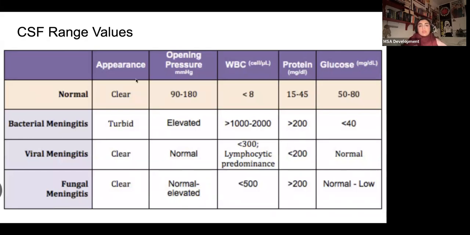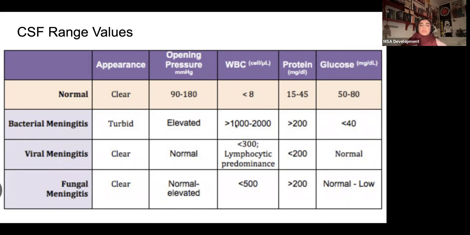So therefore, we know that there's going to be a turbid appearance. This is also due to the presence of white blood cells and pus formation, etc. The opening pressure is going to be elevated. There's going to be a very high number of white blood cells in comparison to the other ranges of the different types of other problems that can occur. So viral meningitis, fungal meningitis.